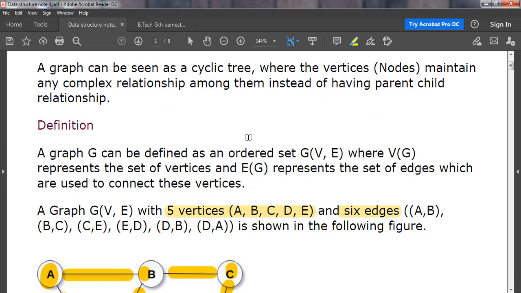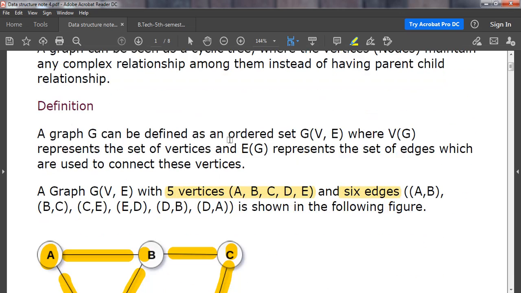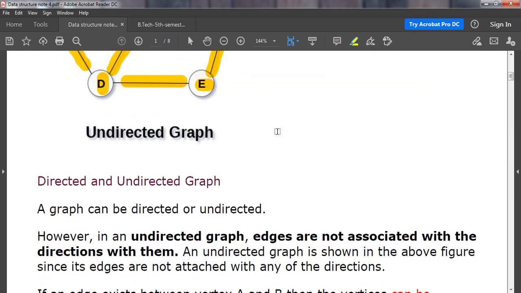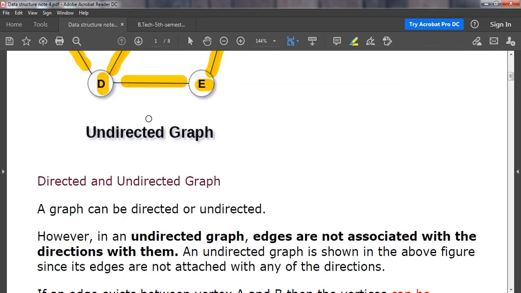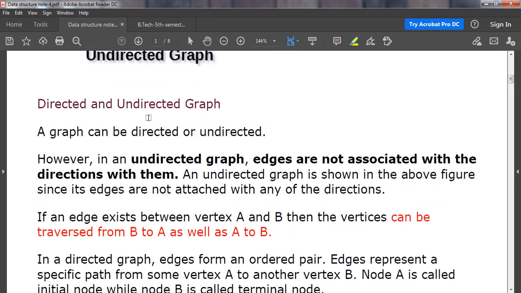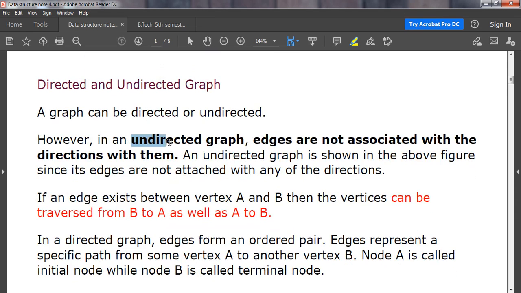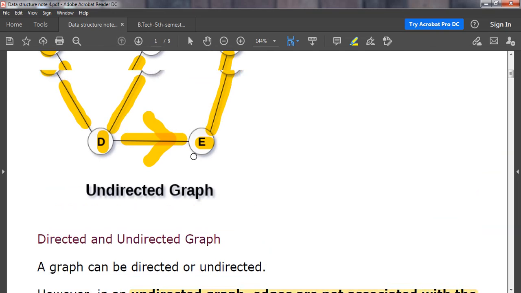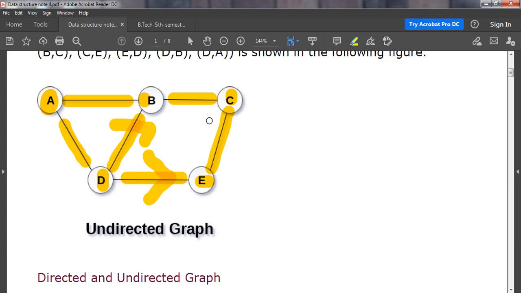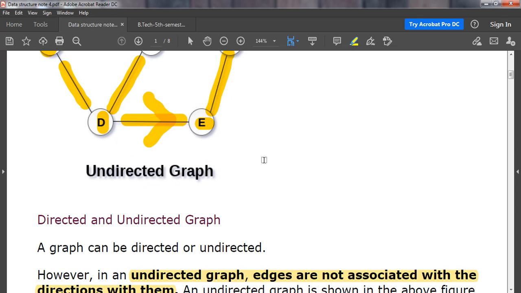Now, the definition of graph is already mentioned over here, which I have just now explained. Now this graph is an undirected graph. Here you do not have any direction associated with your vertices. So a graph can be directed or undirected. In an undirected graph, the edges are not associated with a direction, as you can see over here. If it was a directed graph, there would have been some kind of direction. It can be multiple directions also, that doesn't matter, but there would be some direction associated.